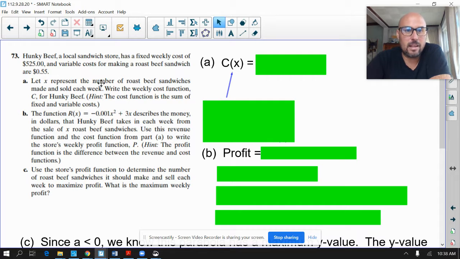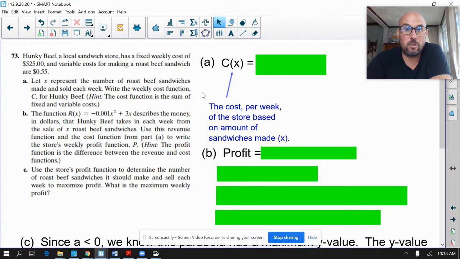So letter A is asking, how do you create a function that encapsulates all the costs in a single week for this store? All the costs. Well, there's only 2 things that contribute to the cost: the fixed cost plus the cost per sandwich. And if you're thinking of the word per, you're very likely thinking of the operation multiplication. This will just be a line, not a parabola. It's 55 cents per sandwich, so x would represent the amount of sandwiches, plus 525. So notice 525 does not depend on how many sandwiches you sell. Whether you sell 0 or a million, you're still tacking on that 525.